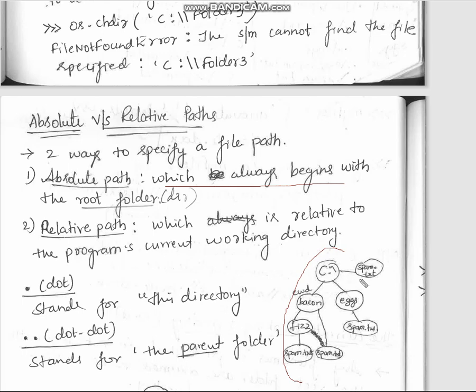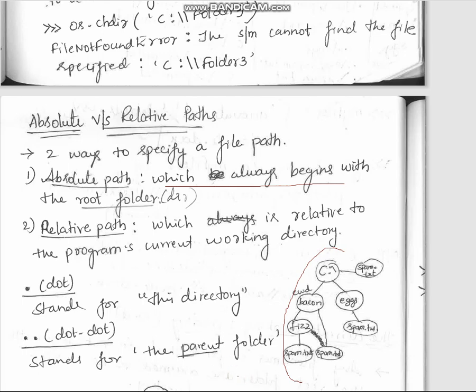We have C:// under C drive, we have spam.txt, and I have bacon and x as two separate folders. Inside bacon, I have fizz folder, and inside fizz, I have spam.txt. And here in bacon folder, we have one more text file, spam.txt. So here, if you see this path, now we are going to differentiate between the absolute and relative path.